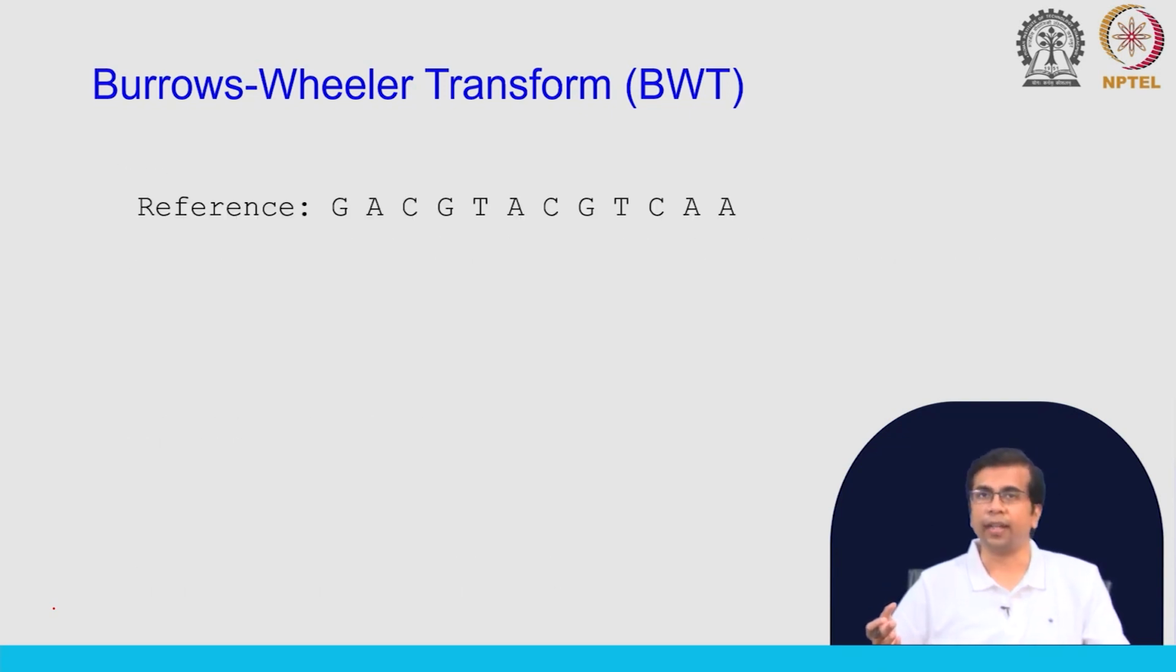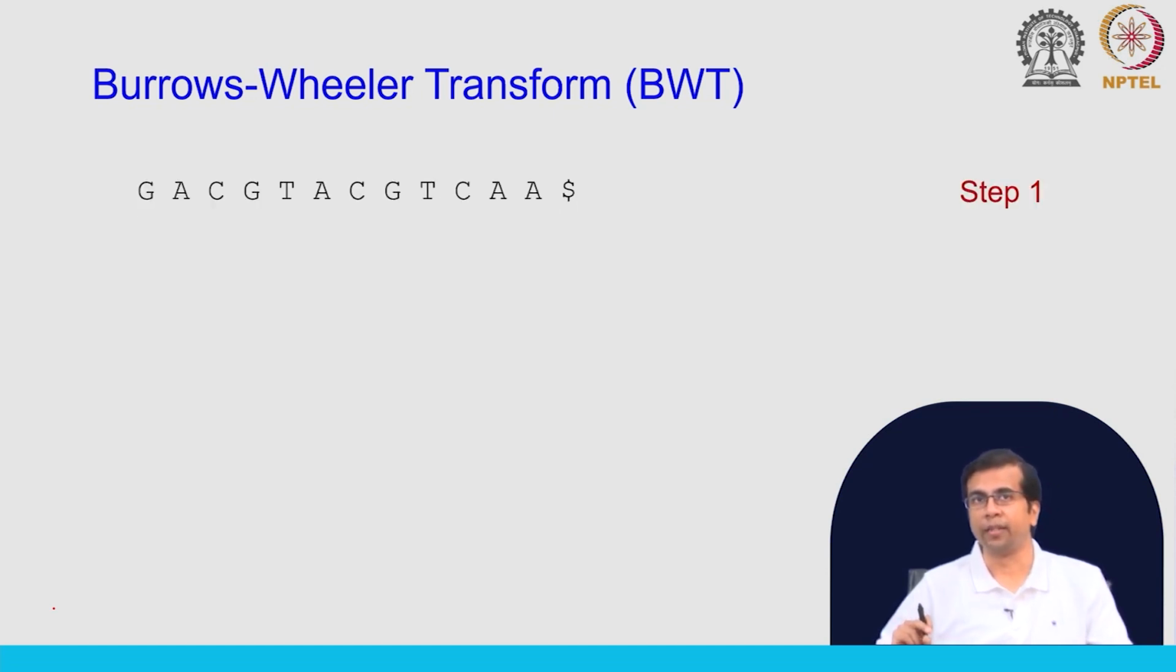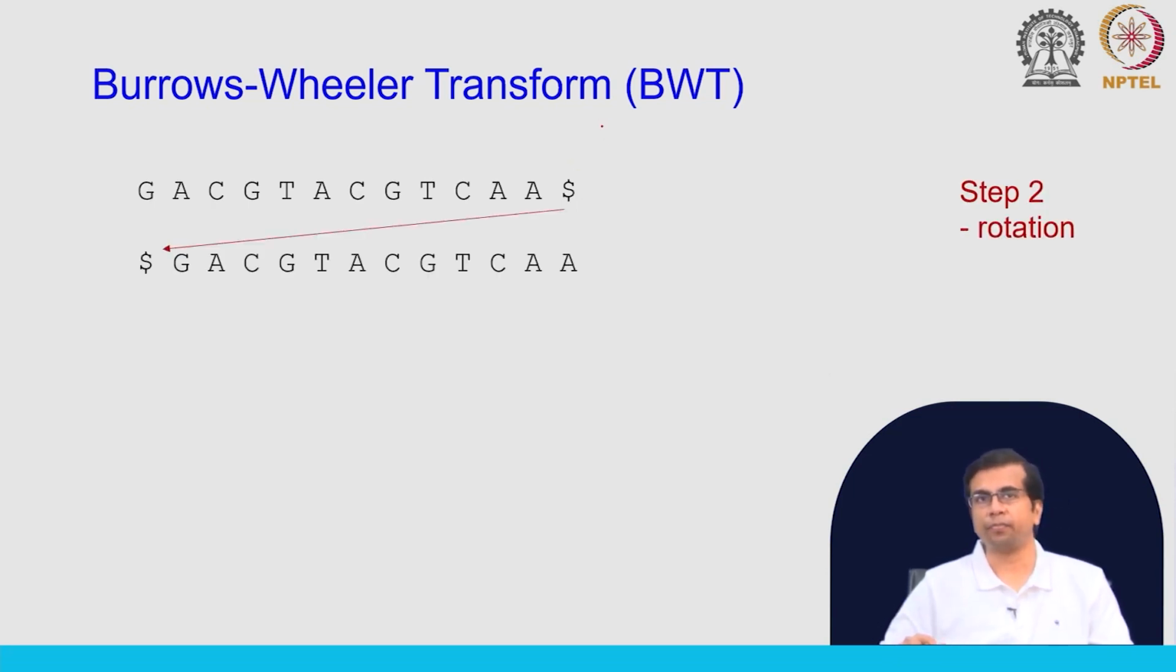Let us take an example. Here is the reference sequence we have taken. We have these bases. Step 1 is to add dollar, so that is what we have done here. We have added this dollar at the end. The next step is the rotation of the strings. The first rotation, imagine you are rotating in a clockwise or anti-clockwise direction, so in one direction.